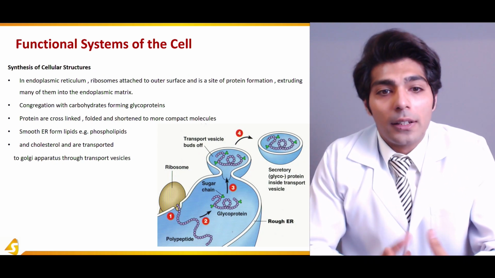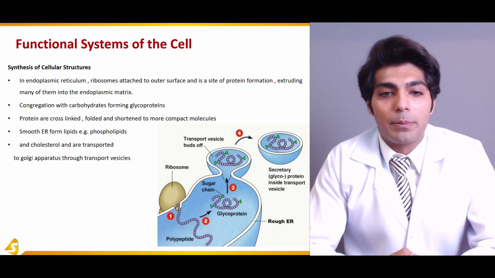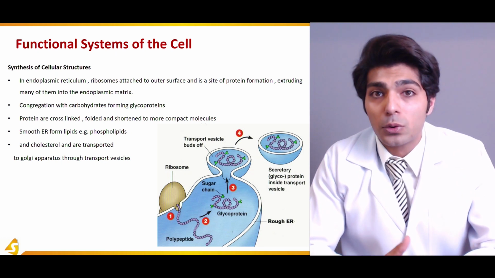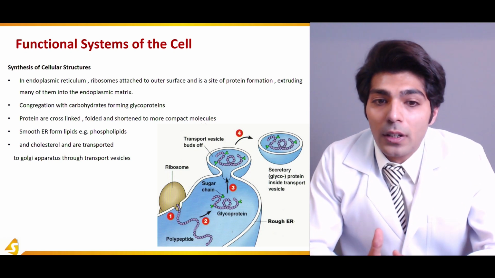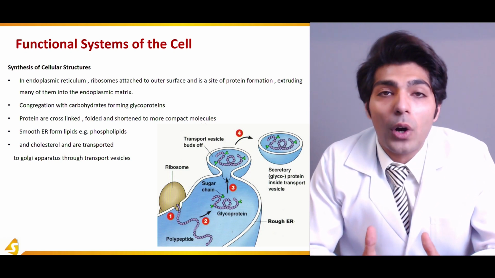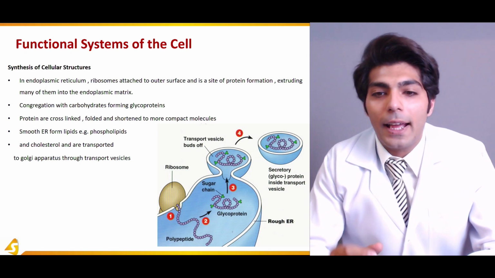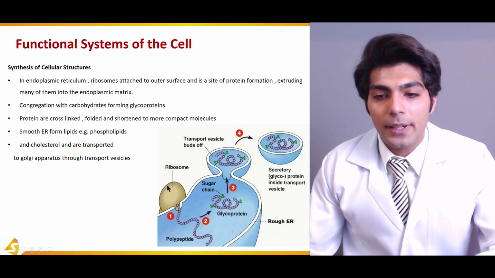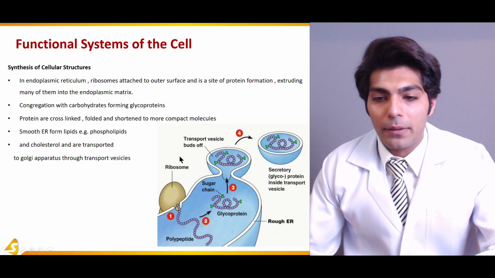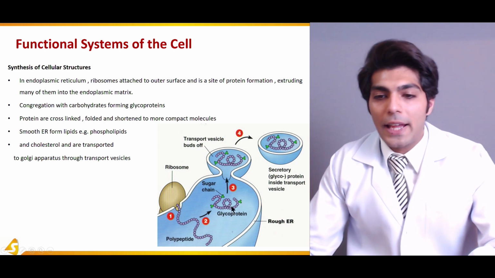Now, another function of the cells is the synthesis of cellular structure. For example, in the endoplasmic reticulum, the ribosomes are attached, which we have discussed, and they perform the protein function. There is a conjugation with carbohydrates forming glycoproteins. So proteins are cross-linked, folded, and shortened to come to more compact molecules. You can see here this is a polypeptide molecule having the glycoprotein with the glucose portion and the protein portion.